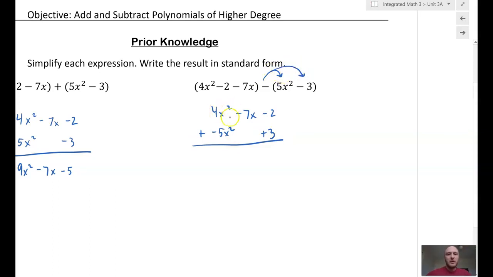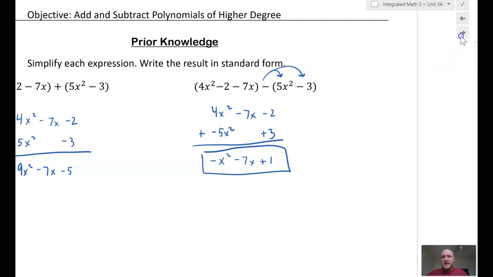So 4x squared take away 5x squared is negative x squared. Again, I don't have any x to the first terms, and I'm going to subtract negative 3, which gives us negative 2 plus 3 is plus 1. Okay, so here are your answers.